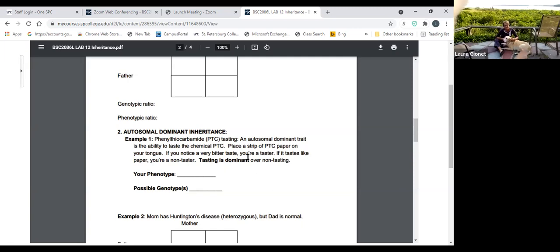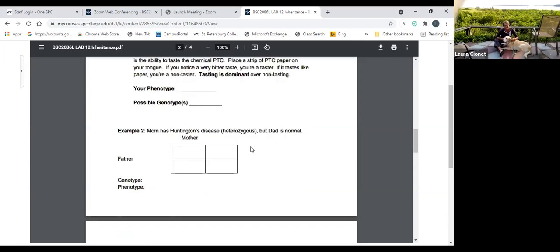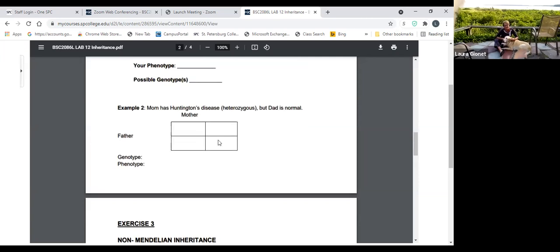So this is talking about the PTC testing. We're actually not able to do that right now because we are not in the lab, but tasting dominates over non-tasting. I don't taste it, so I must be homozygous recessive, for testing this bitter taste on a piece of paper. But let's just move on to example 2, because this will make more sense.